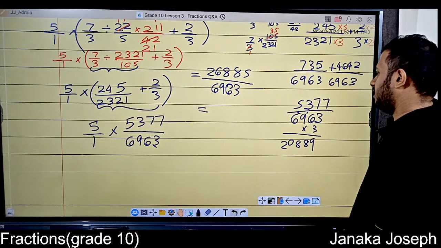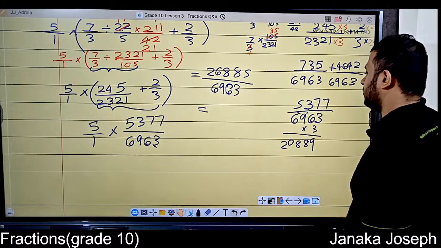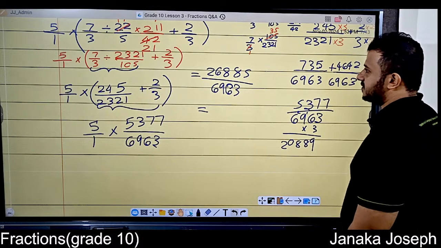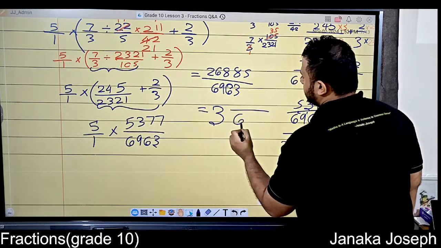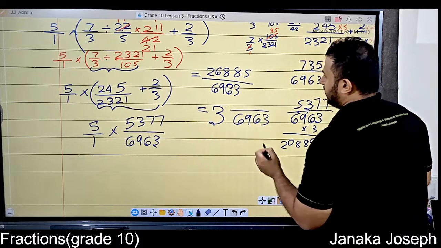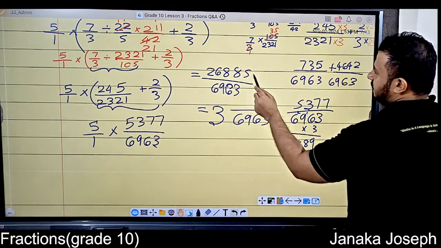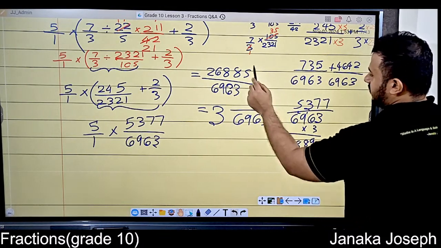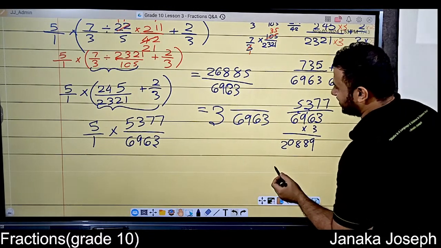Can we put another 6963 into this? But that will go more than this value. Yeah, that's the best we can go. That's 3 wholes. And here 6963. And then let's do the takeaway here. 5 take away 9, can't do it. Let's do the takeaways. That would be much easier.